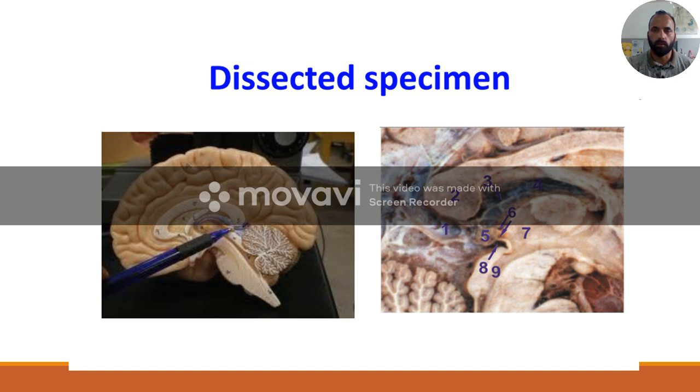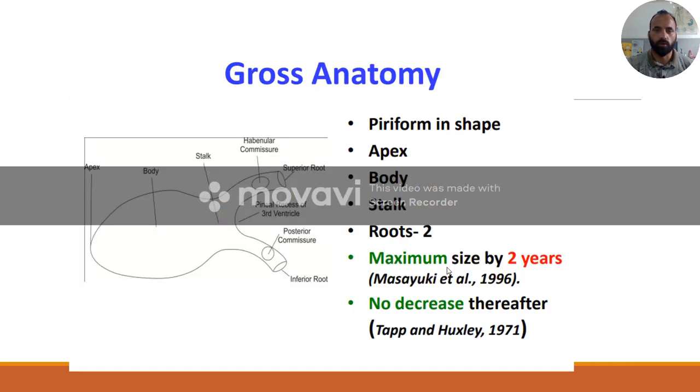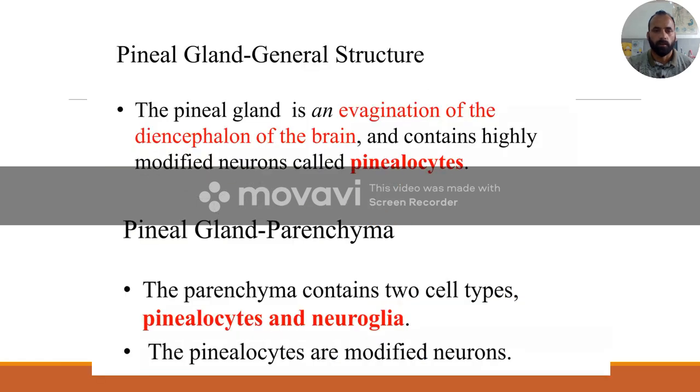If you see the brain, the pineal gland is present between the two cerebral hemispheres. In gross anatomy, it looks pyriform or pear shaped, having an apex, body and stalk, and the maximum size it can reach in a human being is by 2 years. So this is about the pineal gland parenchyma.